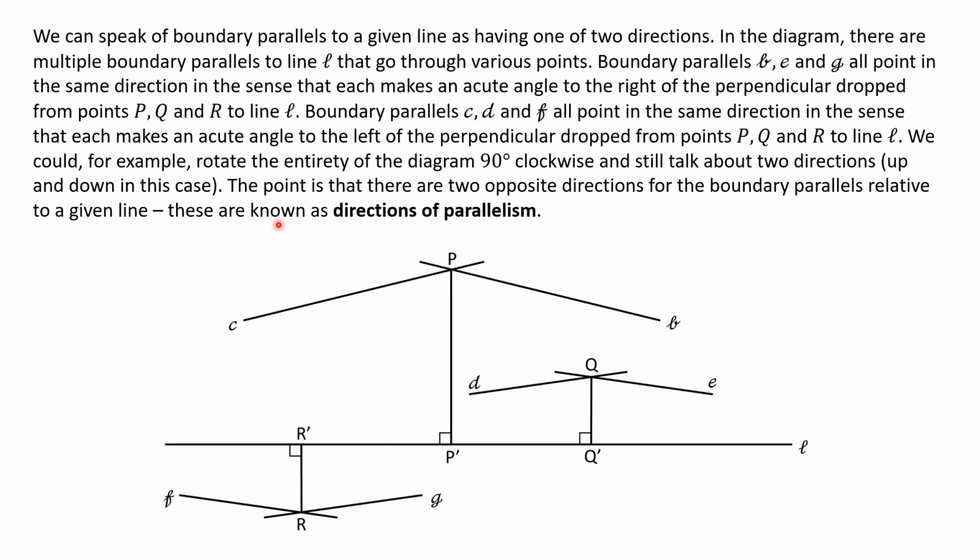And in general, we can talk about directions of parallelism. There's always two. We could, for example, rotate this entire figure 90 degrees, and then we would be talking about parallels going up and parallels going down. The point is there's only two possible directions, and these are known as directions of parallelism.